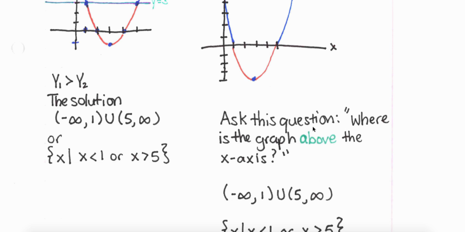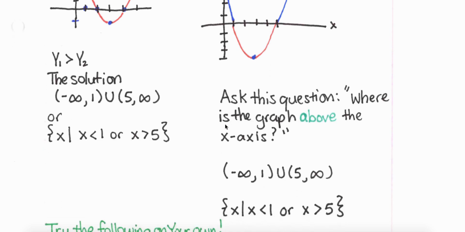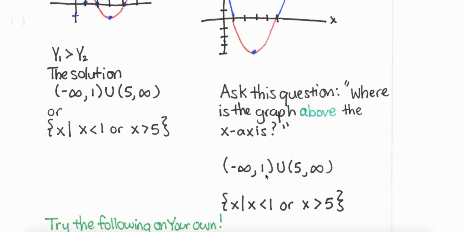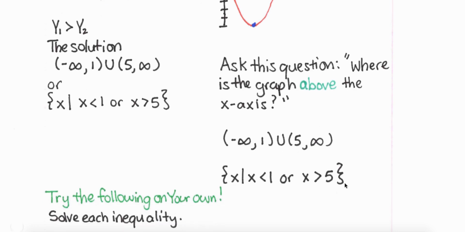Question, where is the graph above the x-axis? Well, from negative infinity to 1, union 5 to infinity. In set builder notation, that looks like this: the set of all x such that x is less than 1 or x is greater than 5.